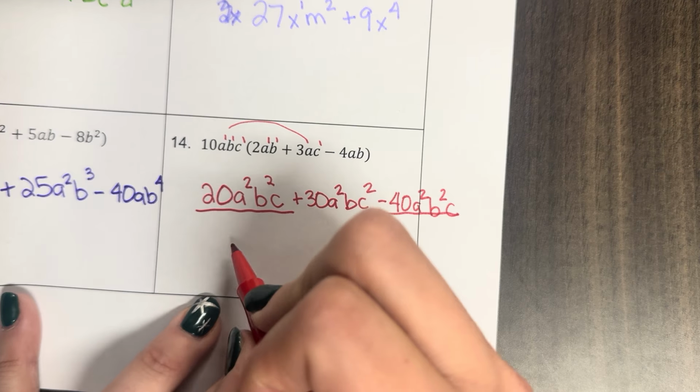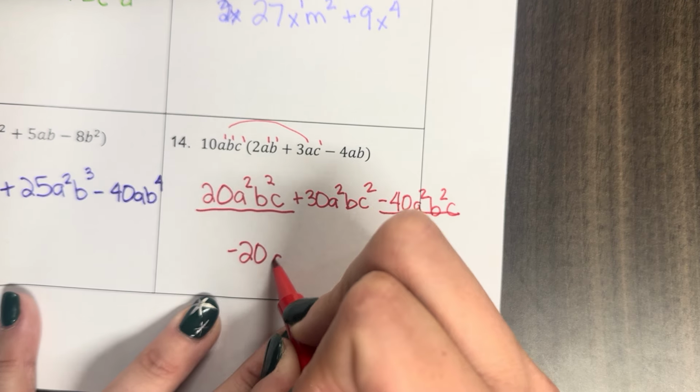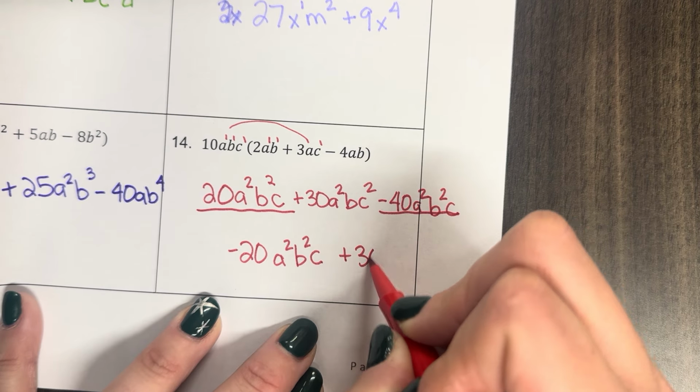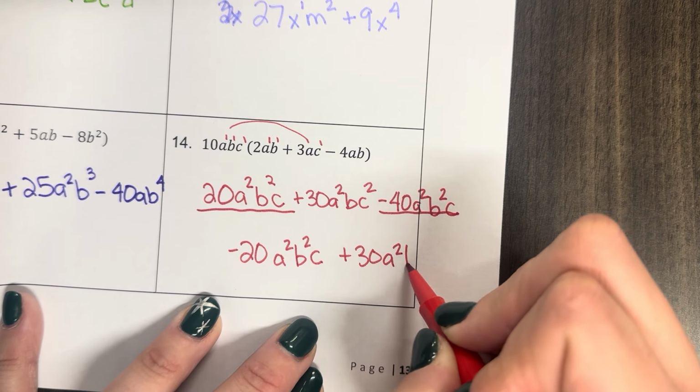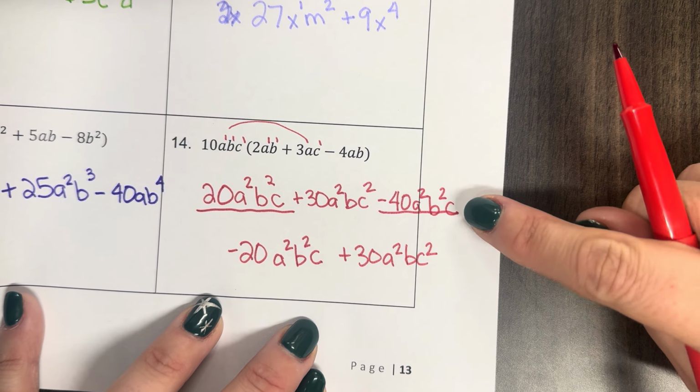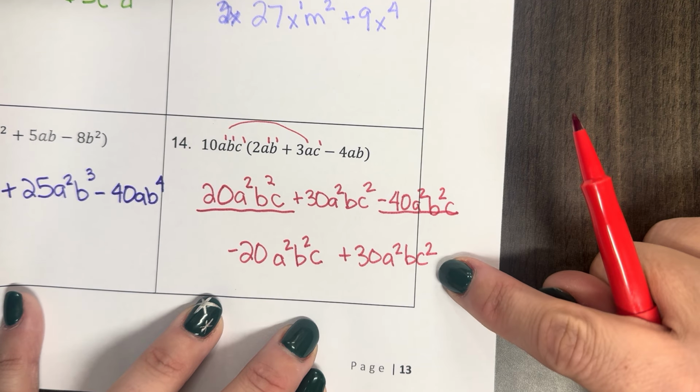So 20 minus 40 is a negative 20. A squared, B squared, C, plus a 30. A squared, B, C squared would technically be your final answer. Ideally, we can get to this point. This would be the extra cherry on top.